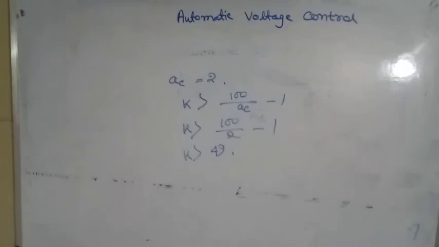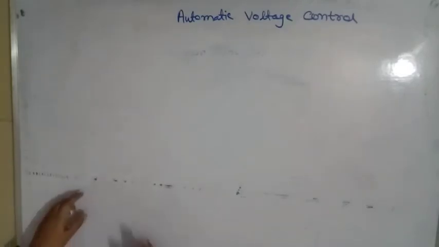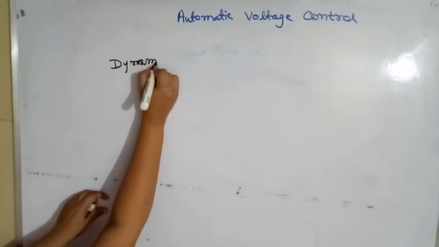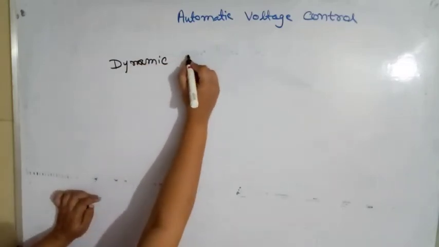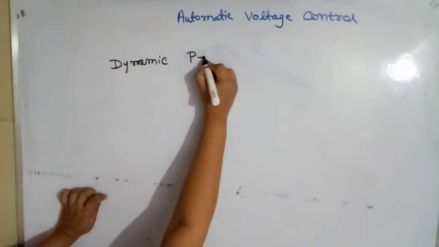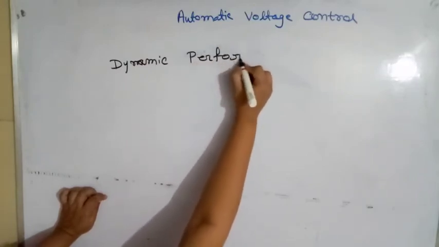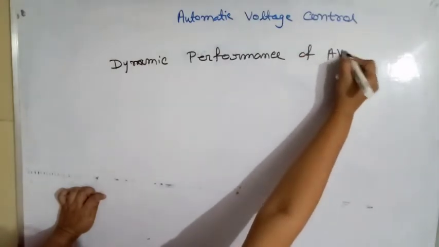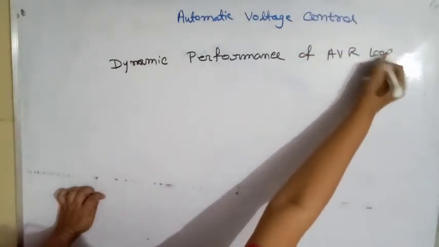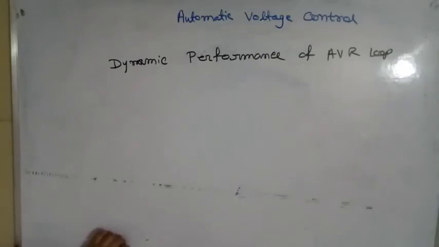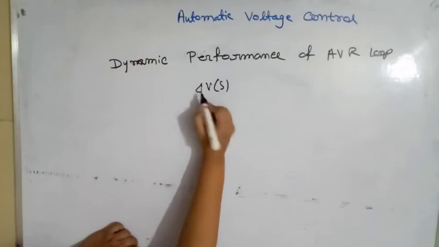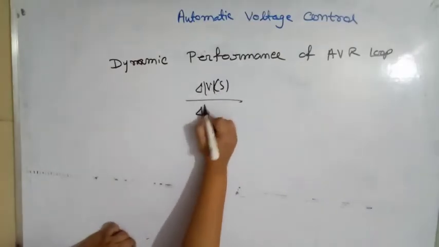Okay, next is the dynamic response of the AVR loop. Dynamic performance of AVR loop. Okay, now we all know this expression.